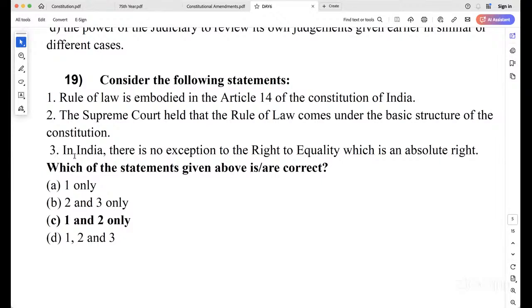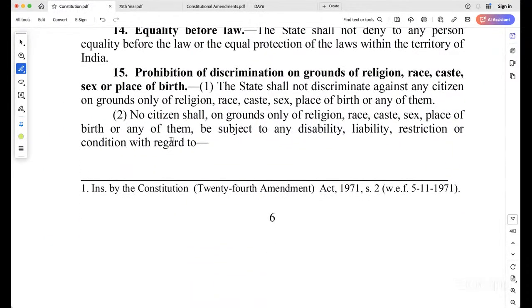Next, 19th one. The rule of law is embodied in the Article 14 of the Constitution of India. The Supreme Court held that the rule of law comes under the basic structure of the Constitution. In India, there is no exception to the right to equality, which is an absolute right. What is an absolute right?